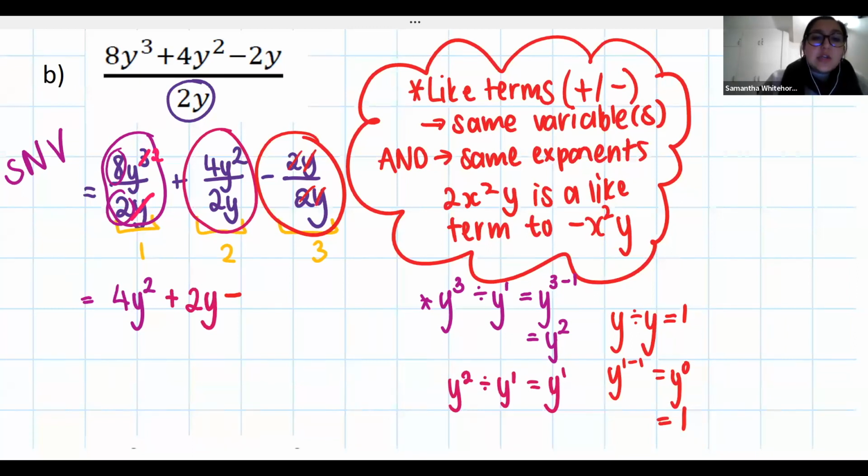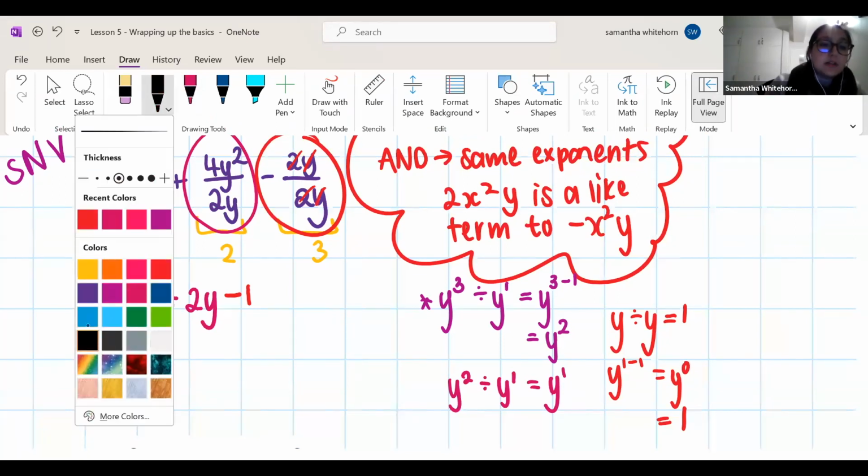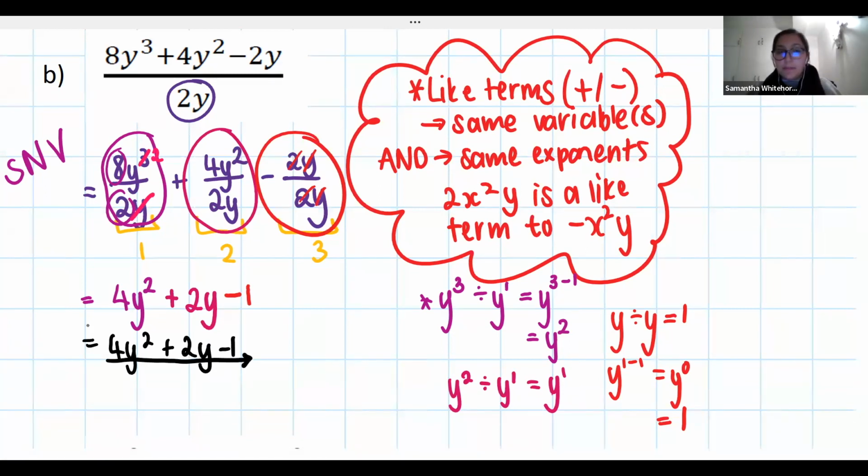So these actually all cancel, leaving me just with a negative 1. Again, we check if we have like terms. I have no like terms here. I've got a term with y squared, a term with y, and a constant. Those are 3 different types of terms. And so this here, 4y squared plus 2y minus 1, is my final answer. I cannot simplify that further. And so that's where I stop.